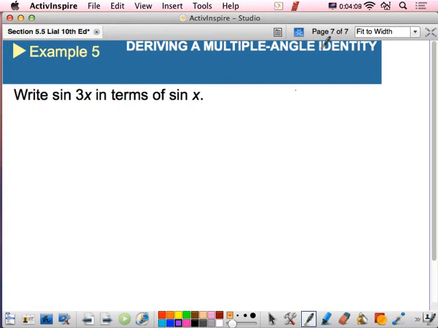If I want to write the sine of 3x in terms of sine of x, that's what it says to do. In and of itself, this is kind of a weird problem, but it's neat because some of the concepts can be used if you're trying to verify. So that's the only reason we're doing it. Also, do we have an identity for sine of 3x? Nope. We only have an identity for sine of 2x, right?